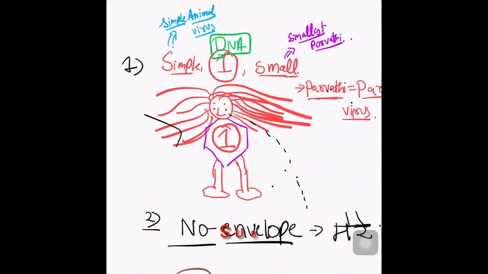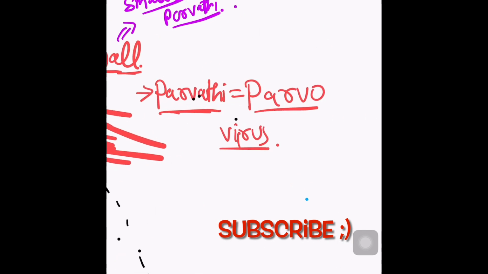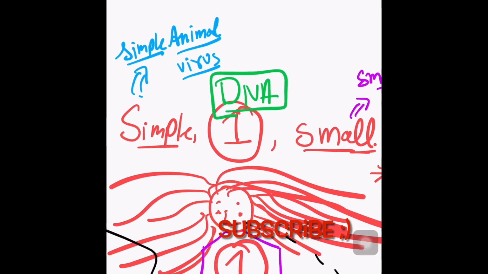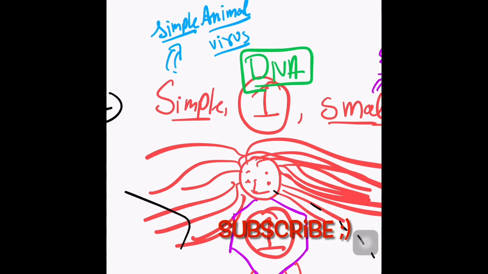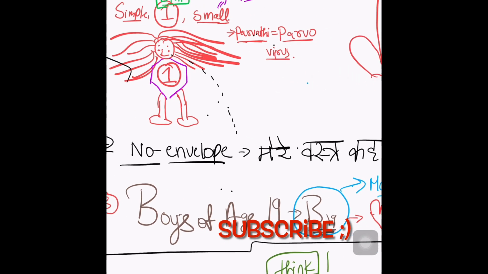This story is about simple, single, small Parvati. Parvati talks about parvovirus, single talks about the single-stranded DNA virus, simple talks about the simple animal virus, and small is the smallest virus which we have known of. Parvati is non-enveloped.